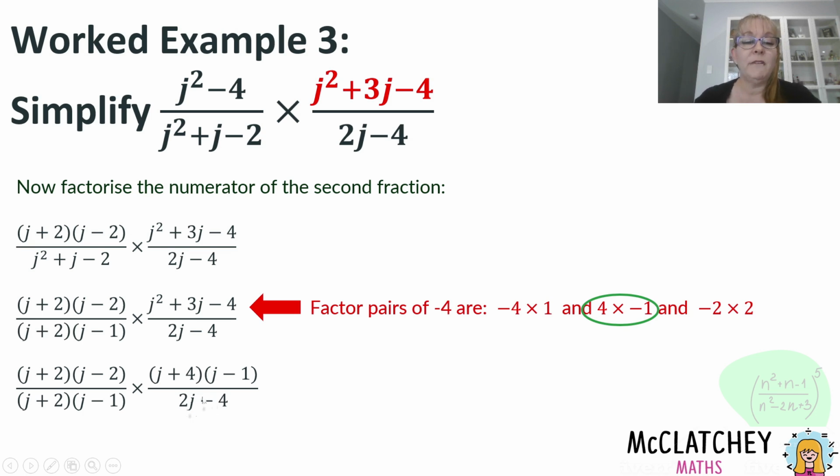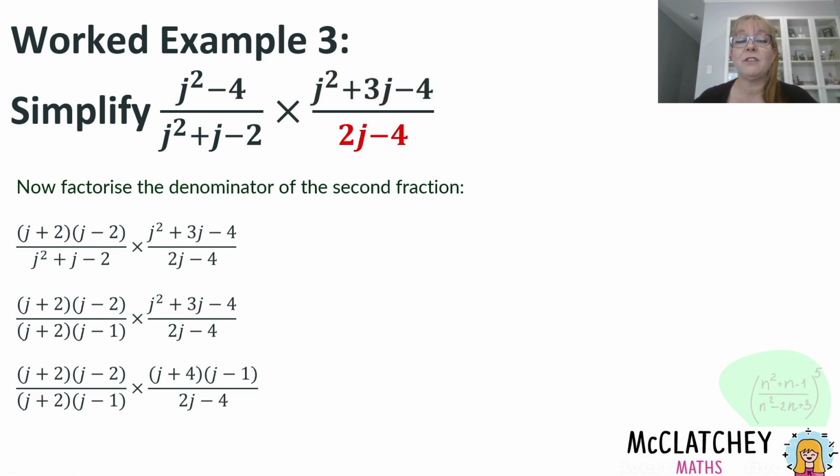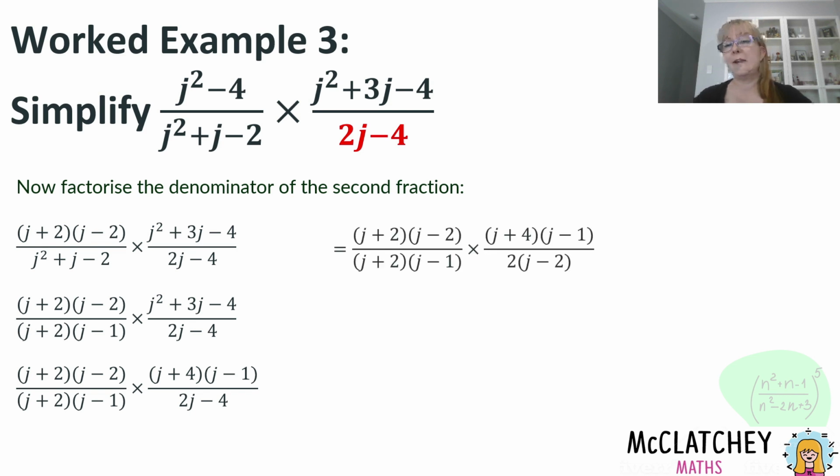And now I'm left with this one on the bottom that I can also factorise. So let's do that one there. Common factor is 2 outside of brackets, j minus 2 on the inside of the brackets.